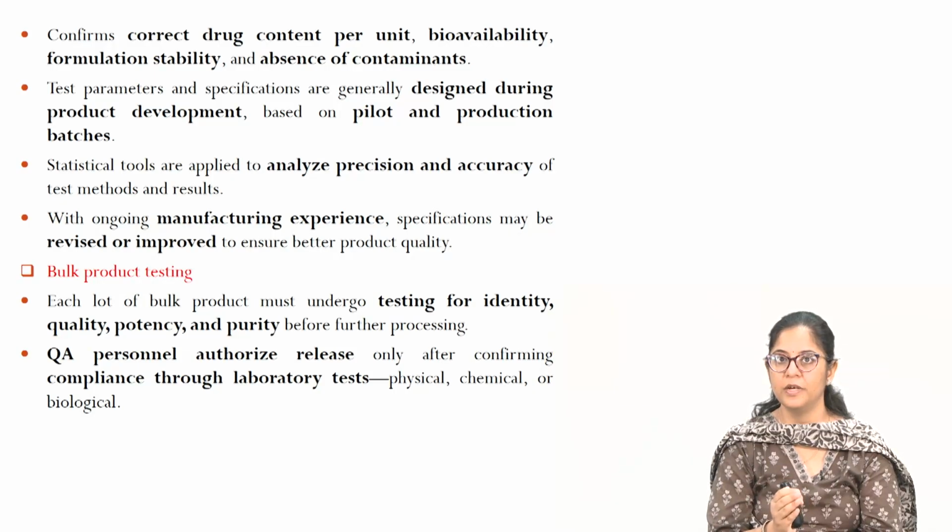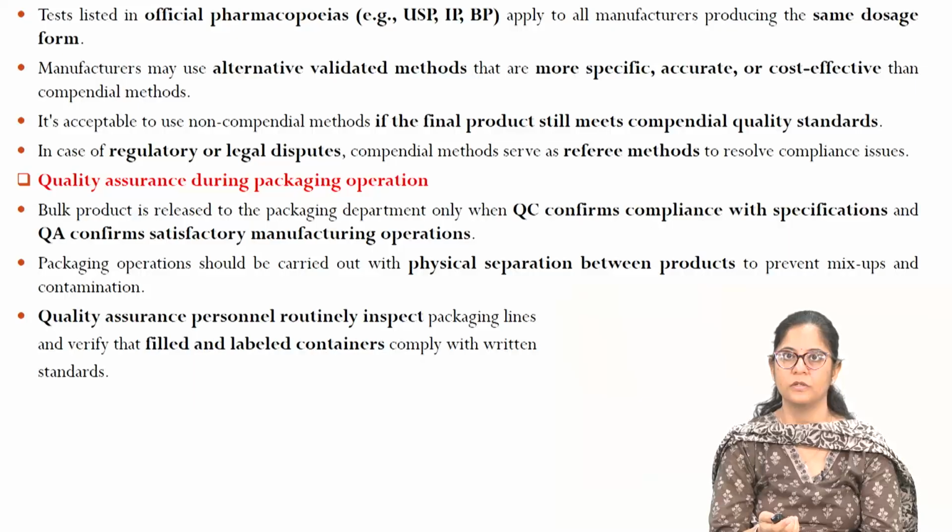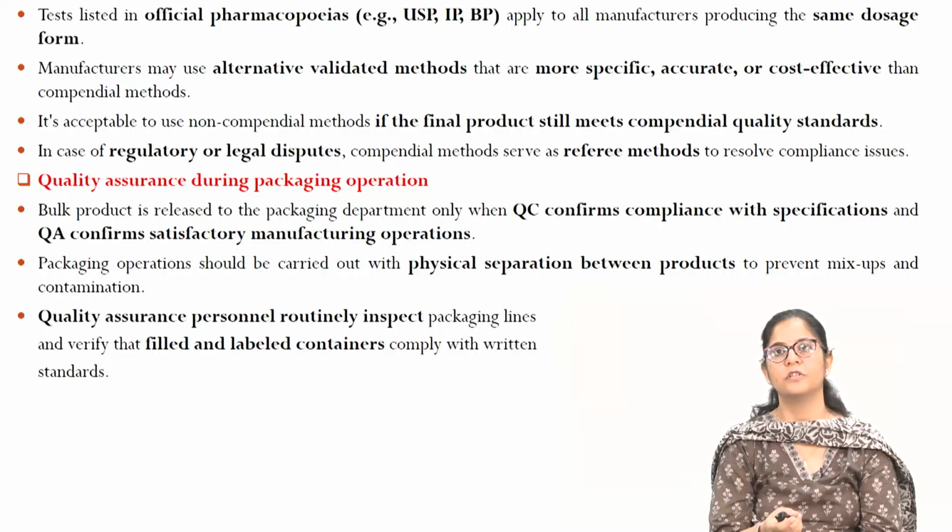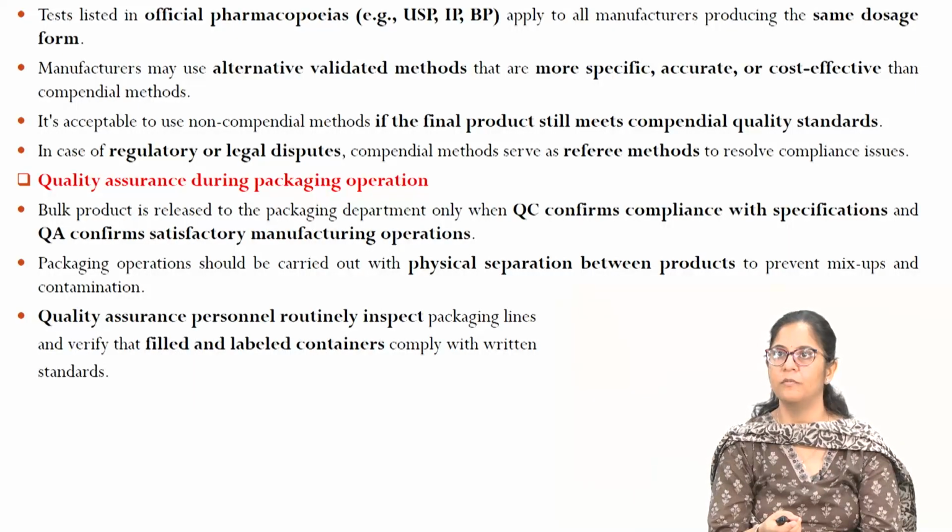Then each lot of bulk product must undergo testing for identity, quality, potency and purity before further processing. The QA personnel ensures and authorizes release only after confirming the compliance through the tests, that is physical, chemical or biological. The tests listed in official pharmacopoeia apply to all manufacturers producing the same dosage form.